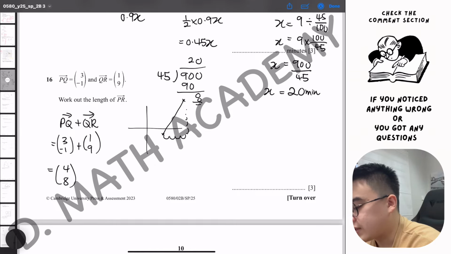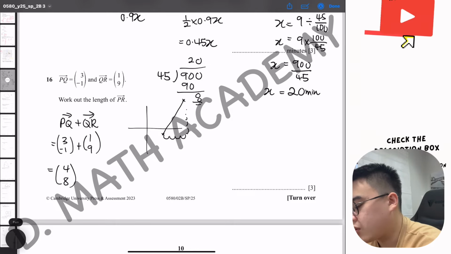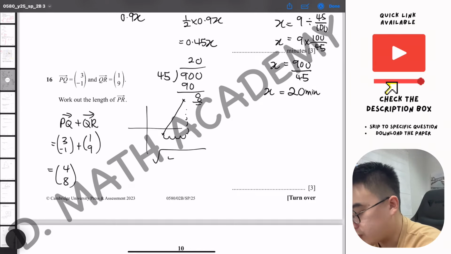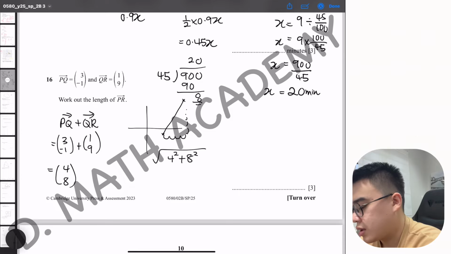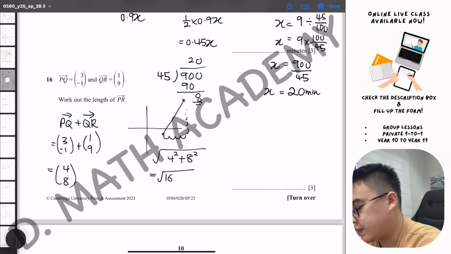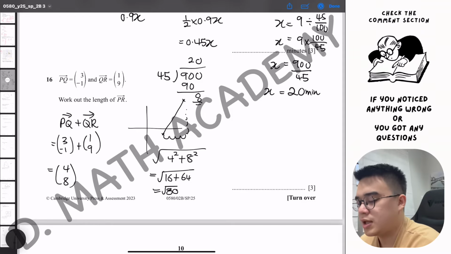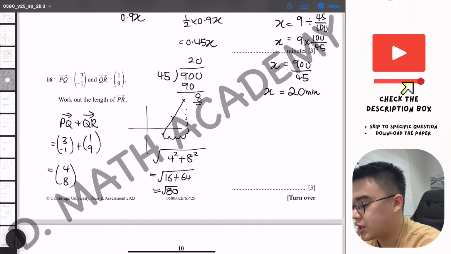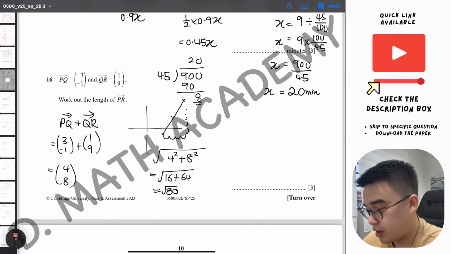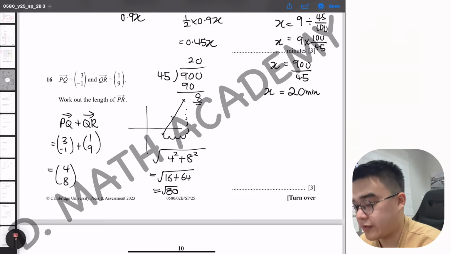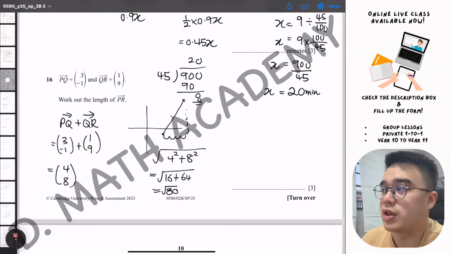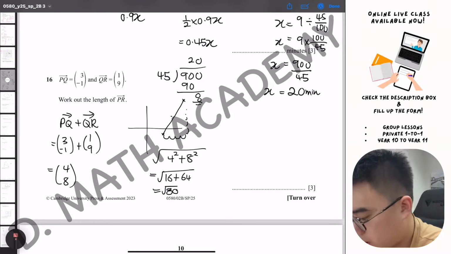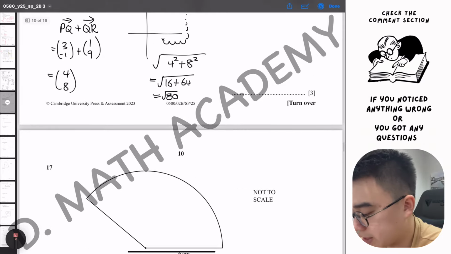So to find this length, you're basically doing your Pythagoras theorem where you have 4 square plus 8 square. You will get 16 and 64, which have a total of 80. So that's how you find the answer here. I hope you understand this. If you have any question, feel free to let me know. That's all for question 16.